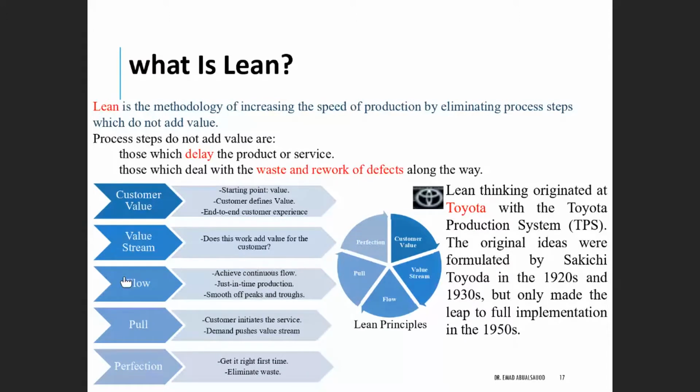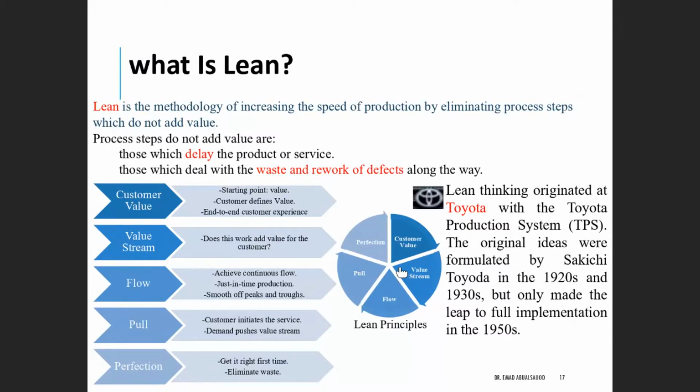Pull, make your customer take the initiative in the service, and demand pushes the value stream. So you make the demand push the service and push your process. Perfection, which definitely is the optimal objective of Lean, is eliminating the waste. So this is a continuous loop starting from customer value and ending in perfection, and keeps going and going. These are the Lean principles.